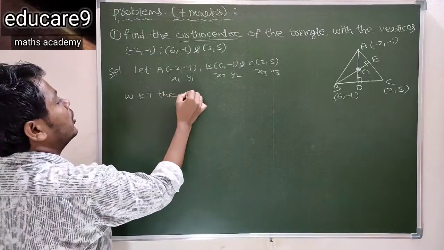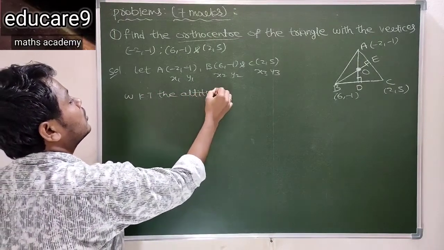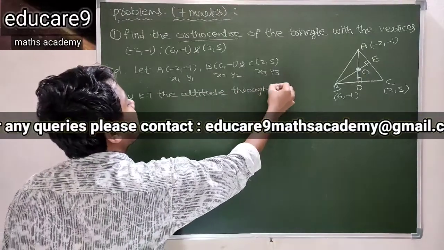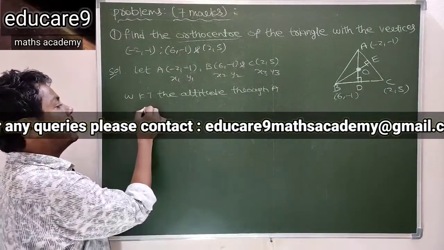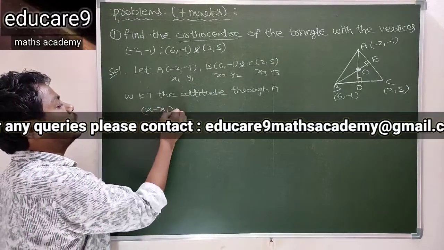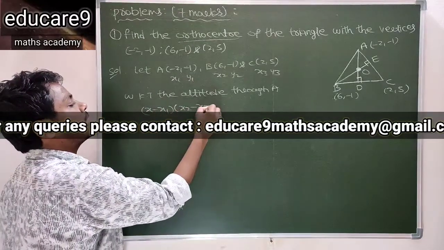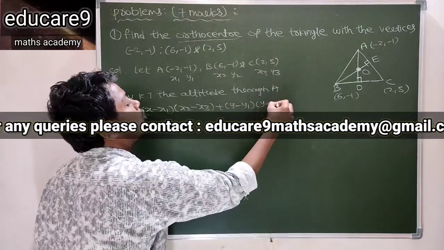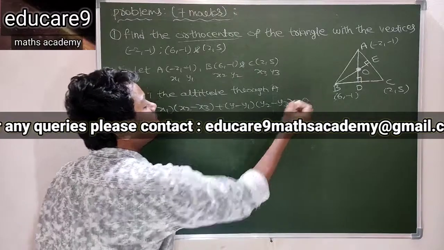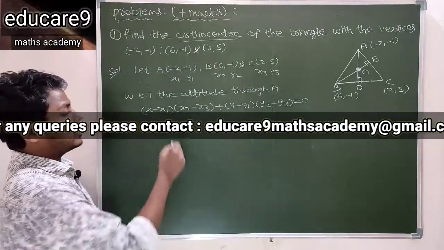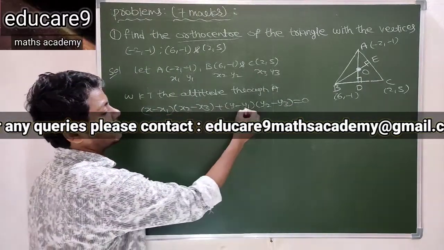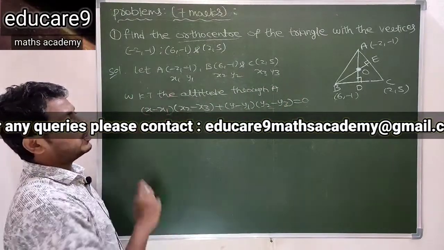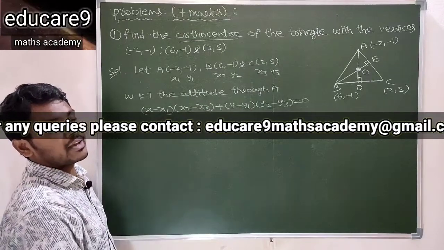So you know that the altitude through A has the equation: (x minus x1)(x2 minus x3) plus (y minus y1)(y2 minus y3) equals 0. Once you observe here, you will get the order 1, 2, 3. Now substitute x1, x2, x3 and y1, y2, y3.